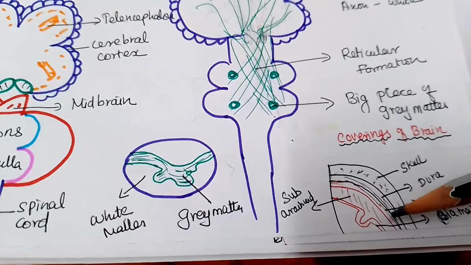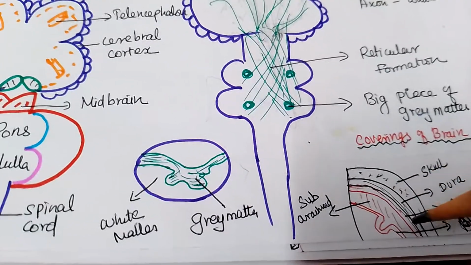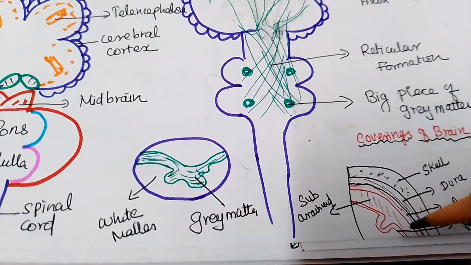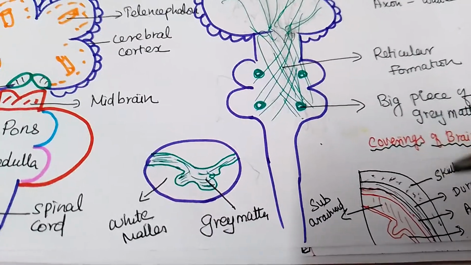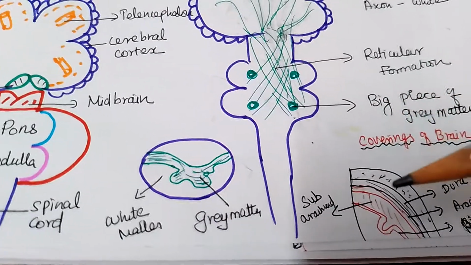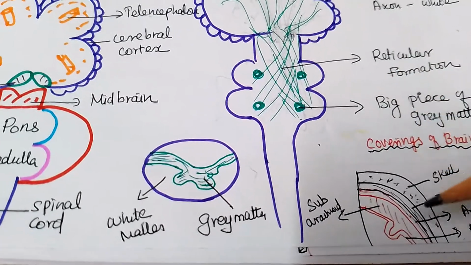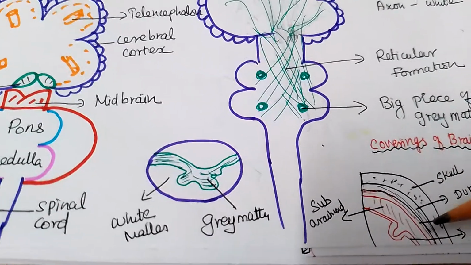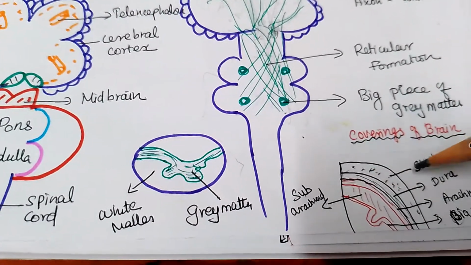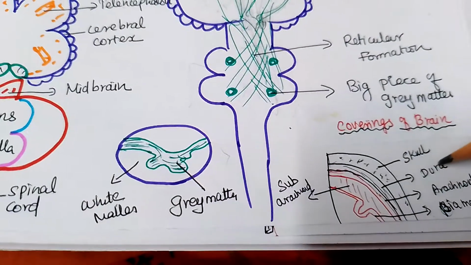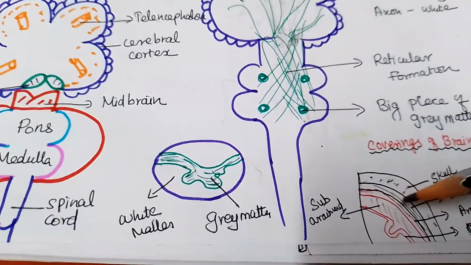Some arachnoid villi are also present. The choroid plexus secretes the CSF, the cerebrospinal fluid, which comes to the lateral ventricle, third ventricle, and fourth ventricle, and it is absorbed in the arachnoid villi. So you should know what the covering is. If a 2 mark question comes, you can write only this. And regarding the ventricles of the brain, we will see in detail.